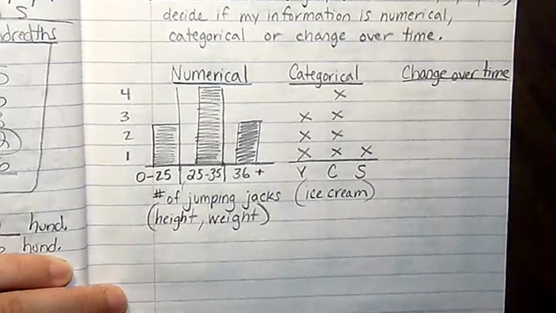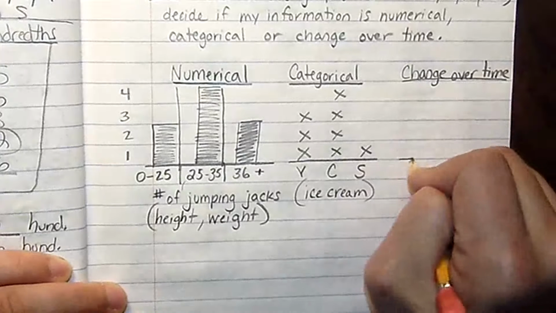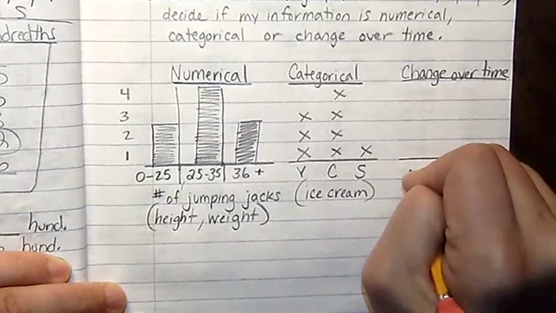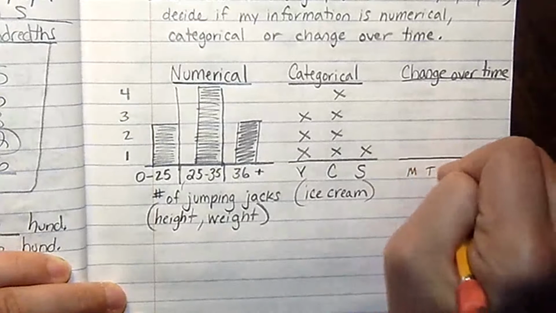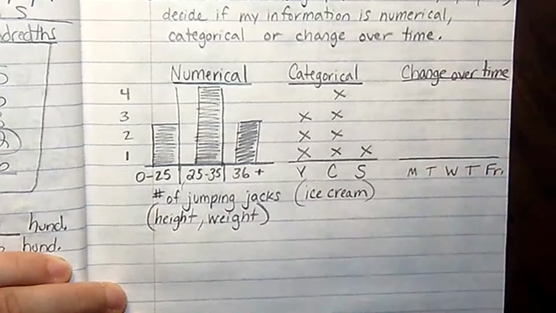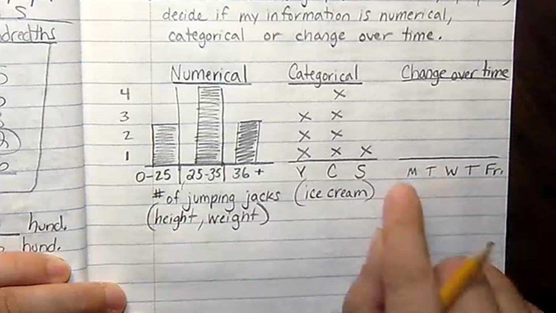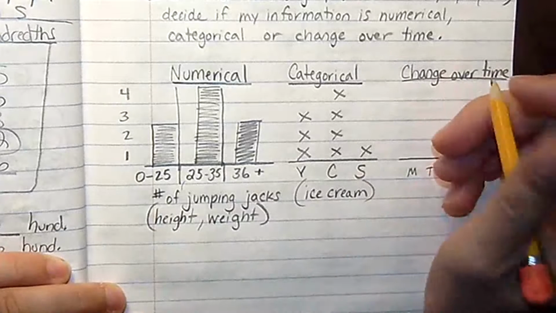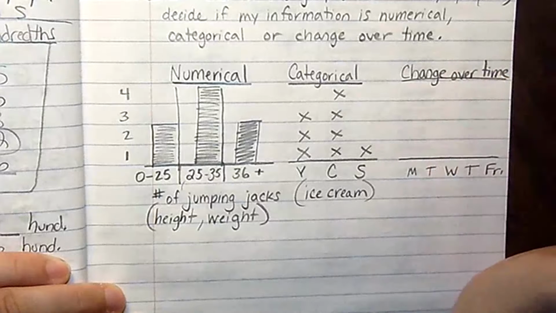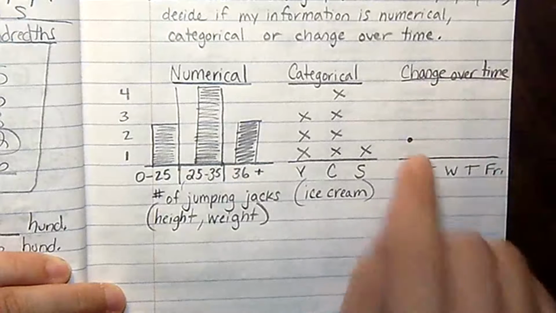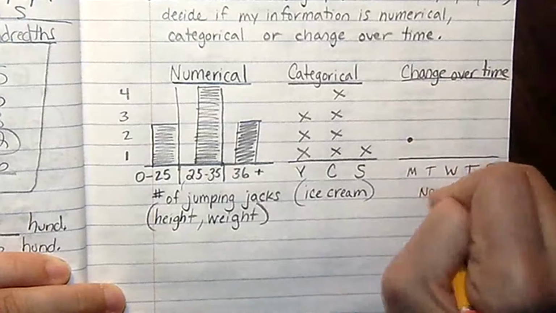Now, lastly, we could talk about change over time. And here's my graph, and I'm going to be measuring Monday, Tuesday, Wednesday, Thursday, and Friday. So this is my time. See how I'm measuring this over a week? On Monday, I'm going to talk about how many kids did not do their homework. On Monday, only 1 kid did not do their homework. I'd say no homework.